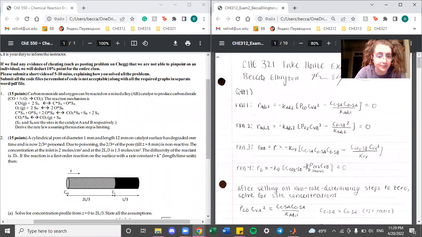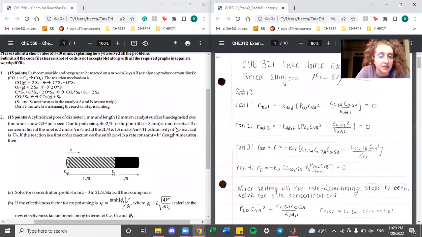Okay, so the first question: carbon monoxide and oxygen can be reacted on a mixed alloy catalyst to produce carbon dioxide, and the given reaction mechanism is listed. Sites SA and SB are the sites in catalyst A and B respectively. And we have to determine the rate law, assuming that the reaction step is the limiting step.